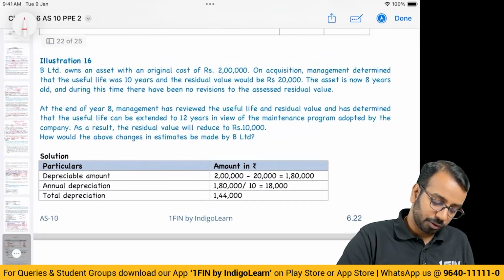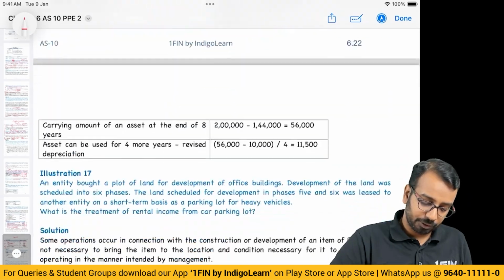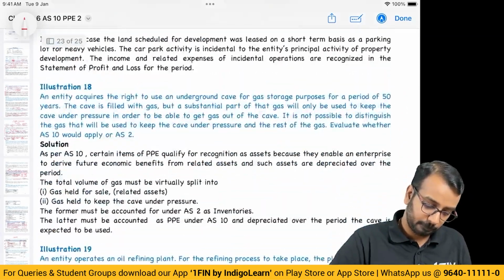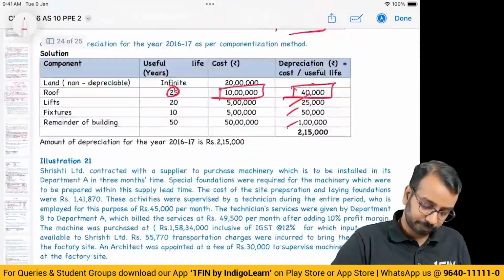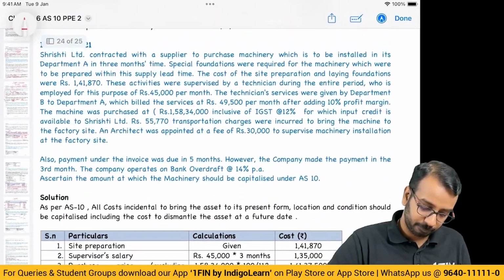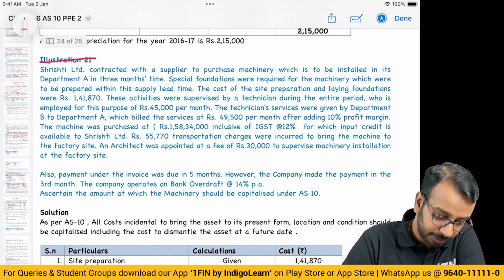This you can again practice on your own. We'll also take up a few exam questions after this is done. This we have already completed. This one is also important.